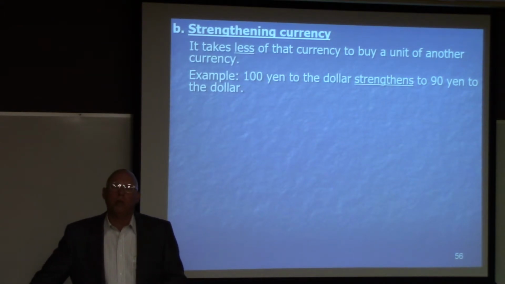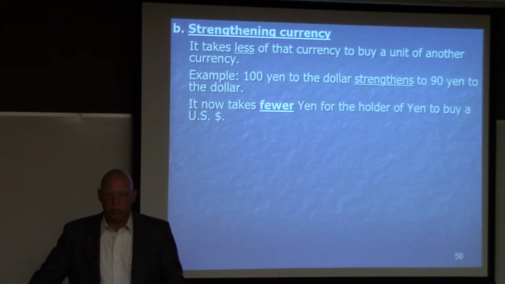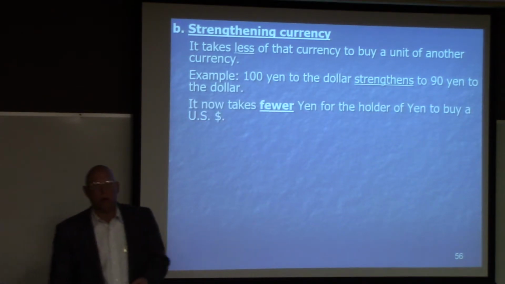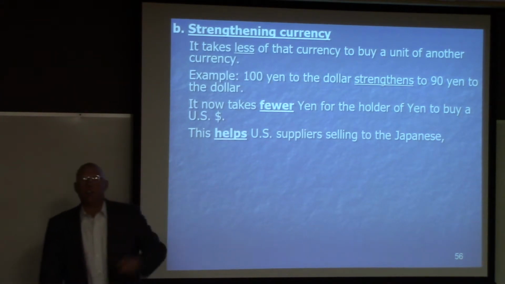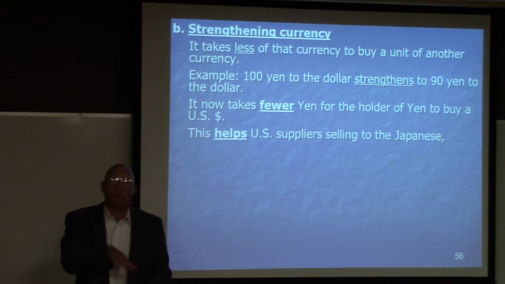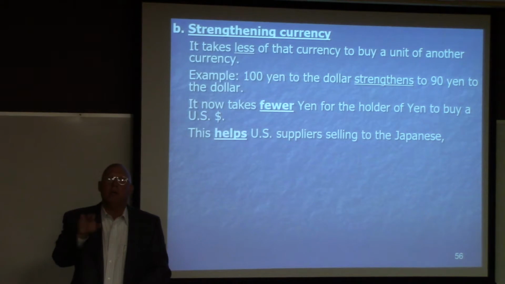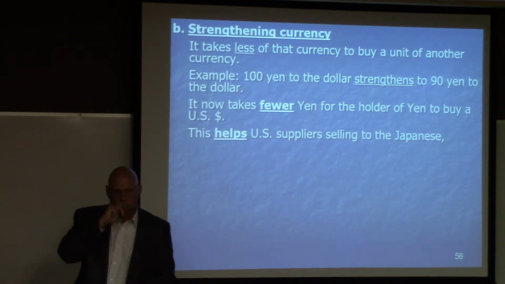And now it only costs 90 yen to buy a U.S. dollar. It now takes fewer yen for the holder of yen to buy a U.S. dollar. This helps U.S. suppliers selling to the Japanese. So now the Japanese want to buy U.S. goods.